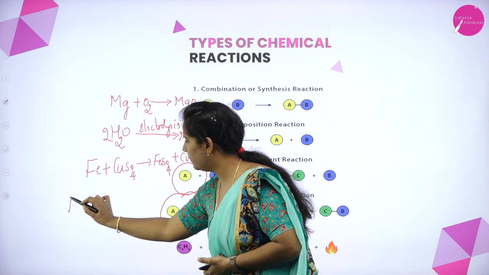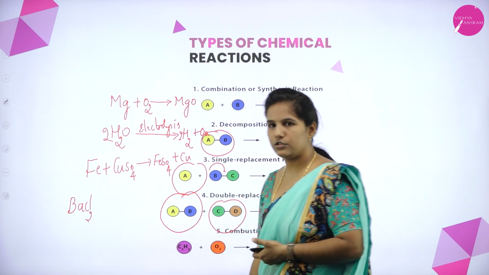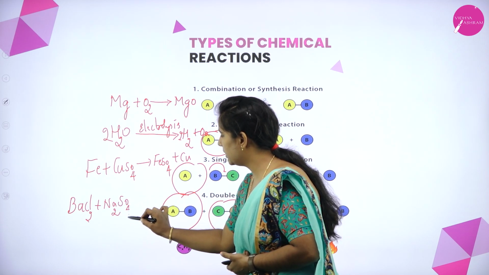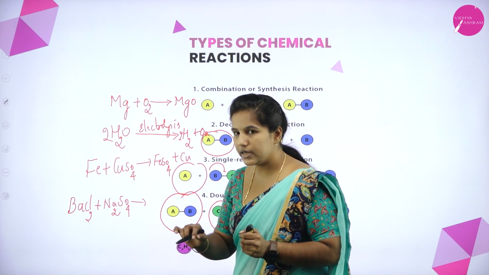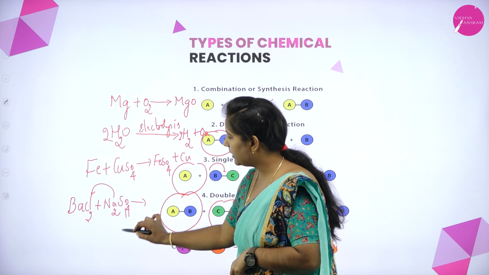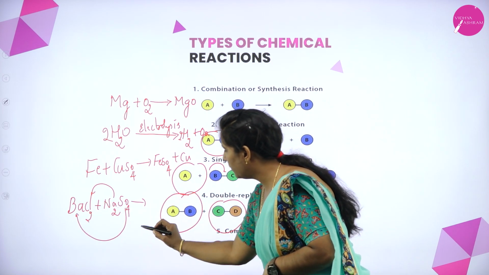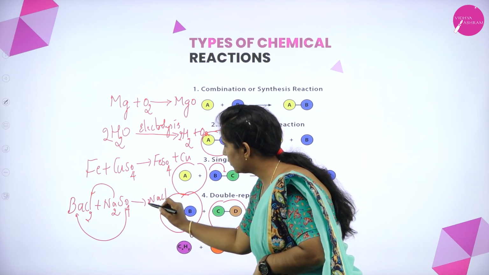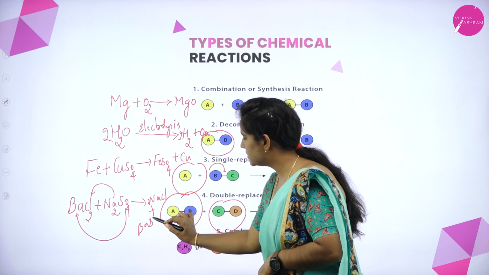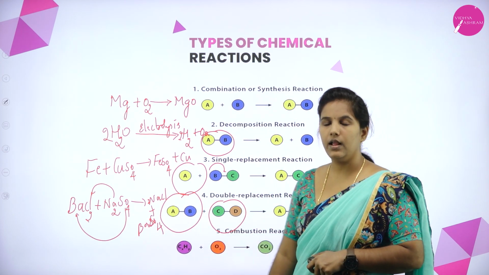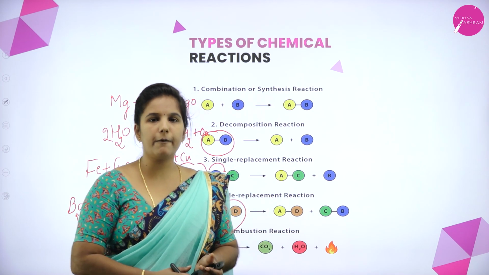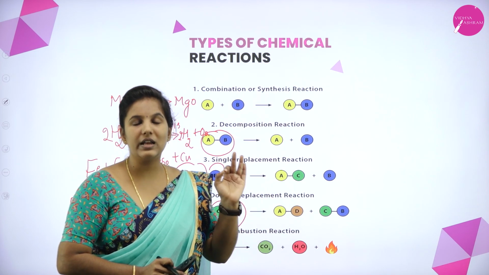An example is barium chloride, BaCl2, reacting with sodium sulfate, Na2SO4. Here, only the replacement of the ions takes place. What happened? The sodium reacts with the chloride and the sulfate reacts with the barium, forming sodium chloride, 2 NaCl because it is Na2, plus the sulfate reacting with the barium forming barium sulfate. This is how only the replacement of the ions takes place between the reactants, forming a product. Such types of reactions are known as double replacement reactions.